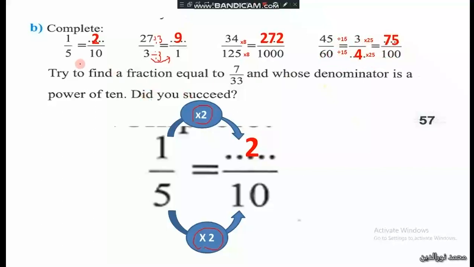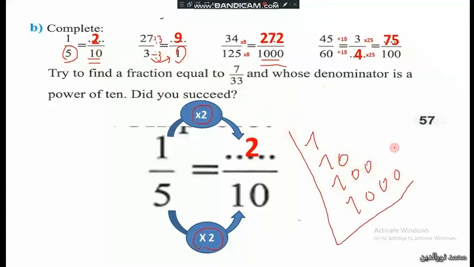So in this activity we notice that there are fractions whose denominator could be written as 10, or 100, or 1000, okay, or 1. So we notice that in these fractions we wrote the denominator as 1 or 10 or 100 or 1000. So this idea is very important. Why?